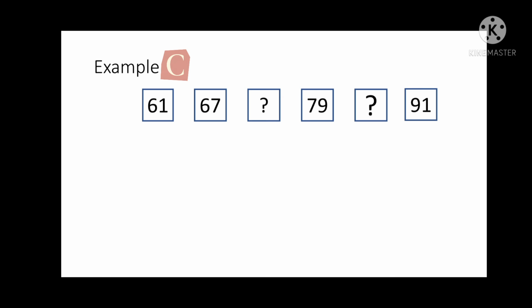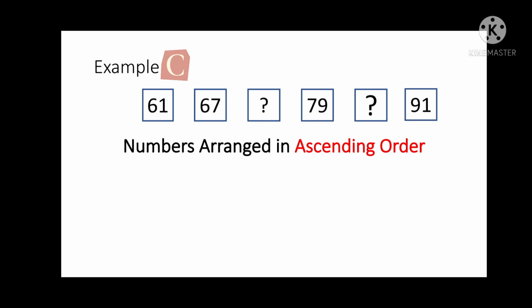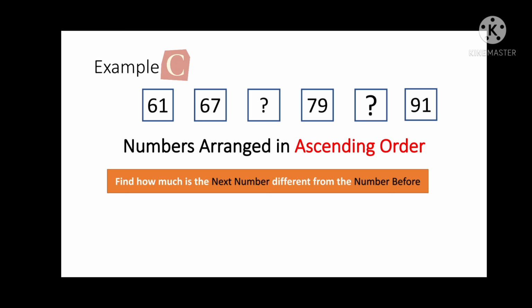Very good. Let's move on and try to solve more problems. Here we have 61, 67, missing number, 79, missing number, and 91. Find out the pattern and find the missing number. Let's solve it together. We see that the numbers are arranged in ascending order. The next thing, we have to find how much the next number is different from the number before.